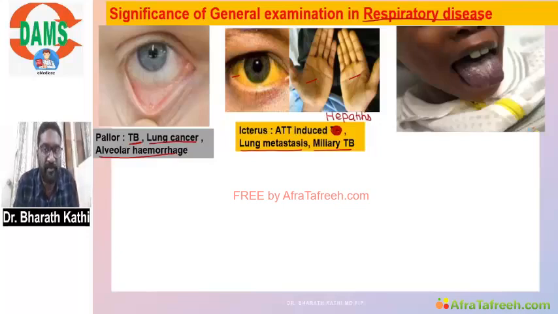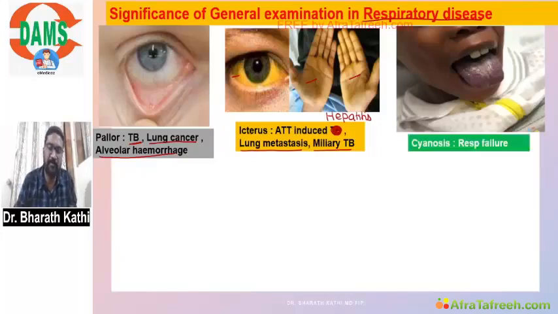Then, what is this bluish discoloration of the tongue called? This is cyanosis. How is cyanosis related to respiratory failure? Any severe respiratory disease, severe hypoxemia. Cyanosis is actually a sign of severe hypoxemia. So if there is cyanosis, it indicates that there is hypoxemia.